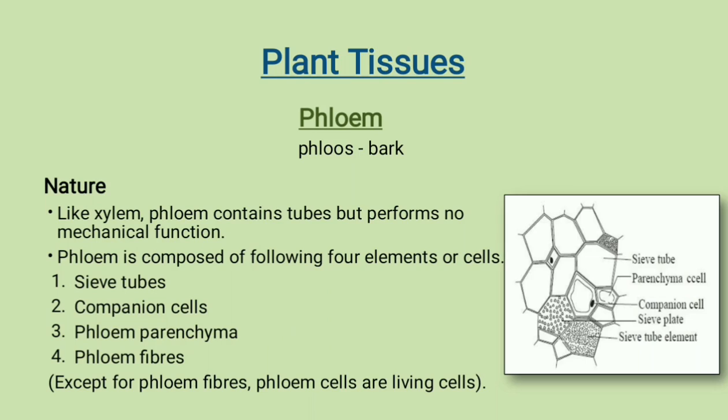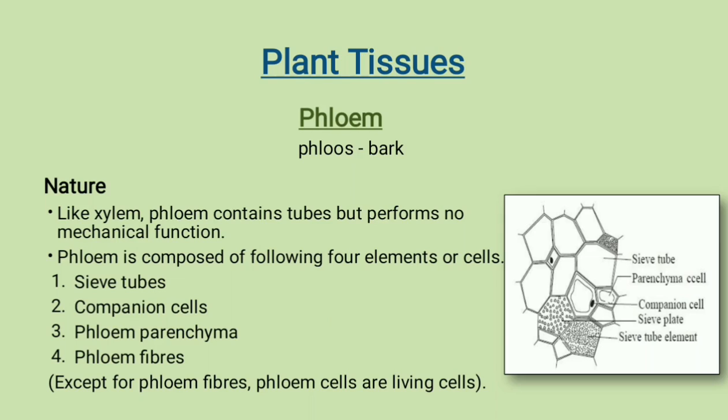Phloem parenchyma and phloem fibers are both similar to xylem parenchyma and xylem fibers. The only difference is that in xylem, tracheids and vessels are there, and in phloem, sieve tubes and companion cells are there. So you have to remember only these two terms. These two can be memorized easily, okay?